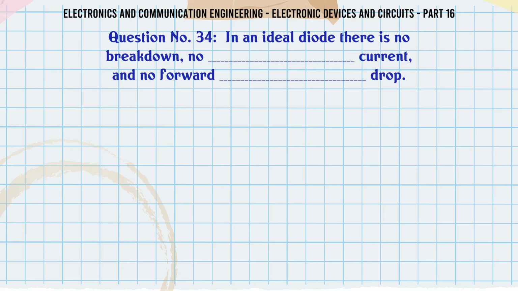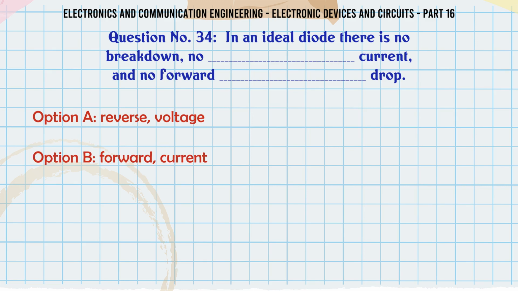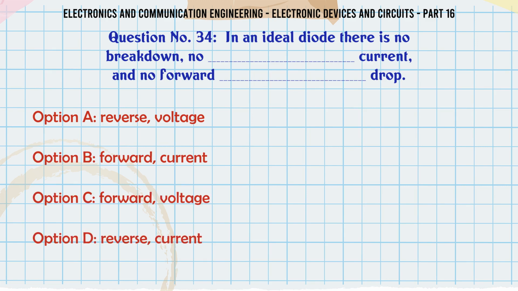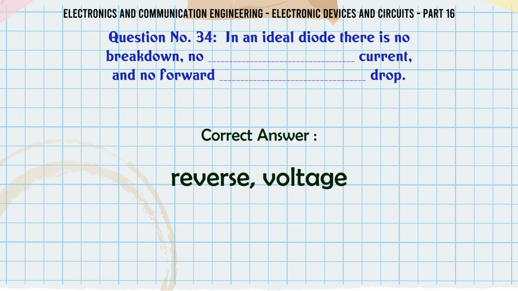In an ideal diode there is no breakdown, no current and no forward drop. A. reverse voltage, B. forward current, C. forward voltage, D. reverse current. The correct answer is reverse voltage.